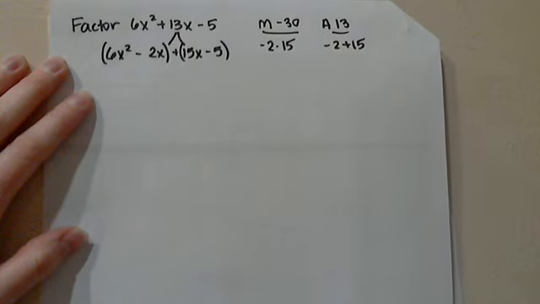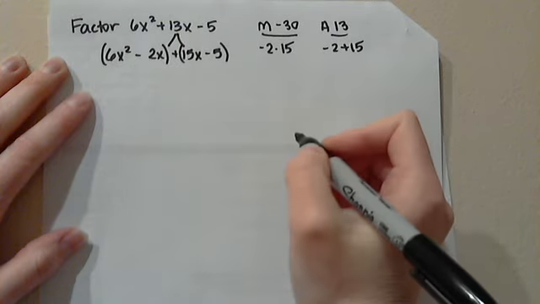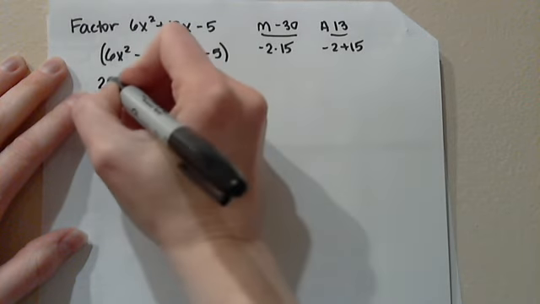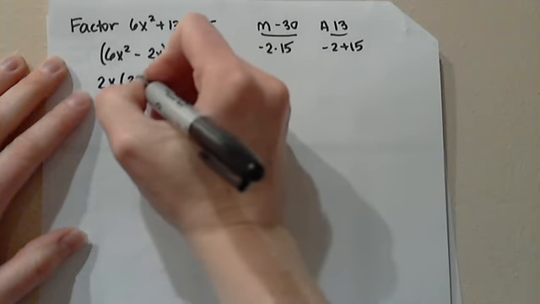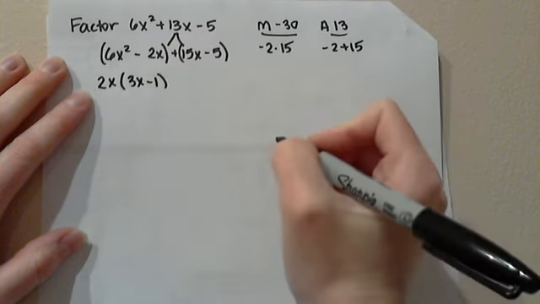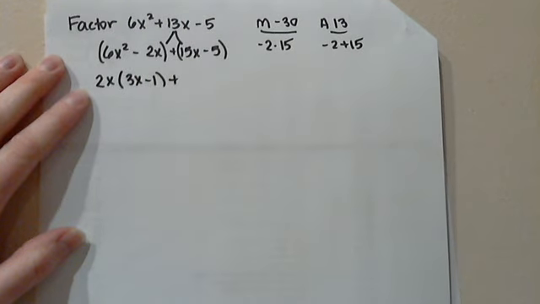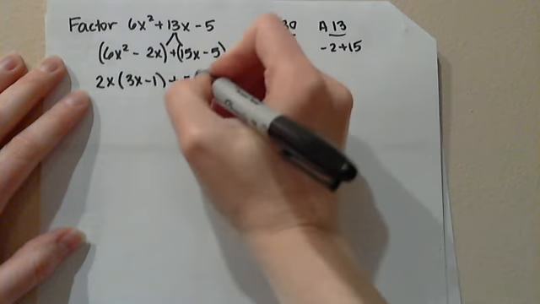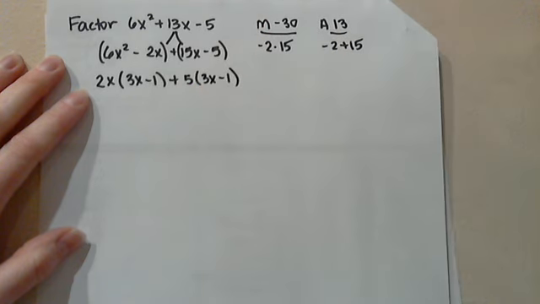So I'm going to group the first 2 terms together and the last 2 terms together. Now we'll look at each group to see what they share in common. The first group has 6x squared minus 2x, so I can take a 2x out. If I do that, I'm left with 3x minus 1 in parentheses. From my second group, 15x minus 5, I can take a 5 out of each of those terms. And if I take that out, I'm left with 3x minus 1.